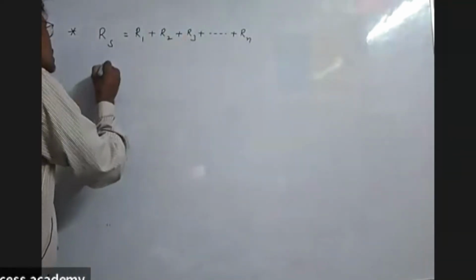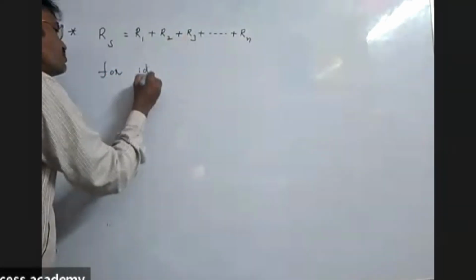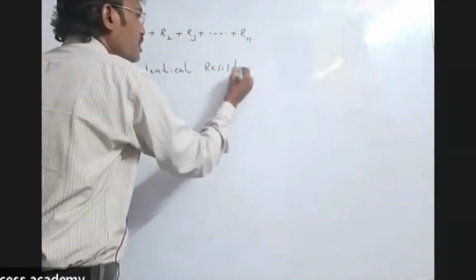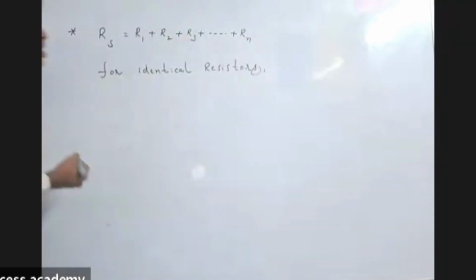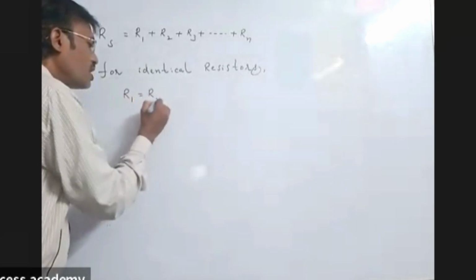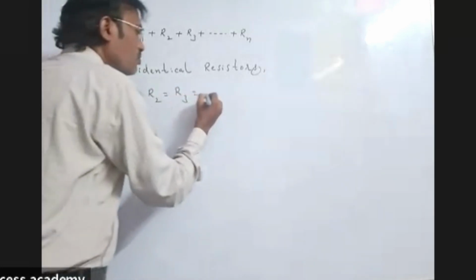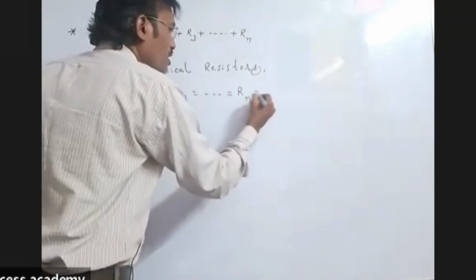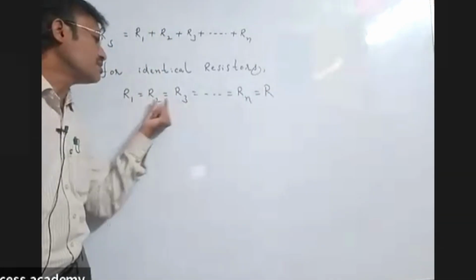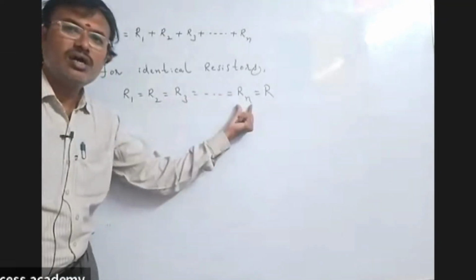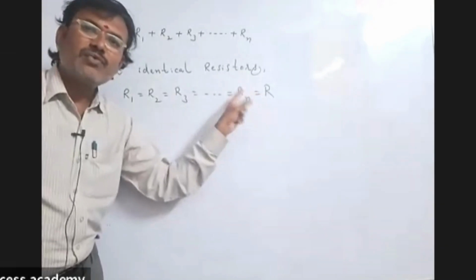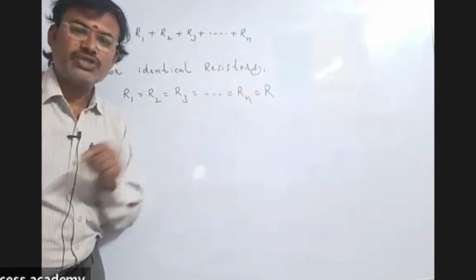For example, take identical resistors. What is the meaning of identical resistors? The meaning of identical resistors is that all the resistors have equal resistance. That is, R1 is equal to R2 is equal to R3 and so on equal to Rn, that is equal to R. So the first resistor, second resistor, third resistor, and so on, up to the nth resistor have the same resistance, capital R.